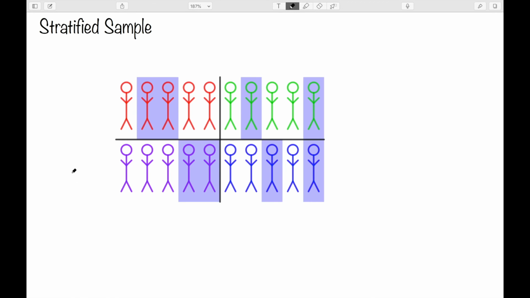This diagram shows us a stratified sample. In this case, we organized my stick figures by their color. We selected 2 stick figures of each color, so this would be an example of stratified.